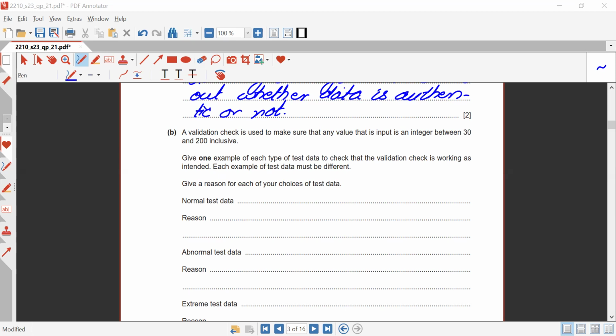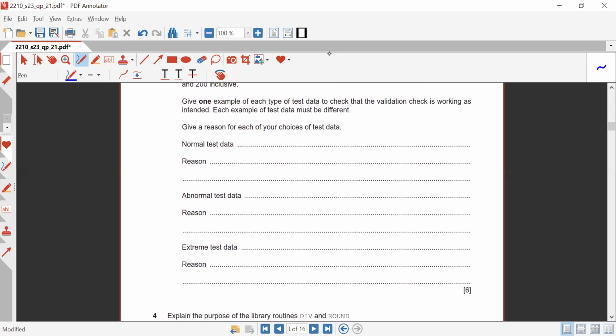So they are talking about the validation check and they are saying it is between 30 and 200 inclusive. That means 30 and 200 will be part of it. Now they are saying you need to check it with the test data types. What are the test data types? Four test data types. It's normal, abnormal, extreme, and the last one is boundary. They haven't discussed the boundary.